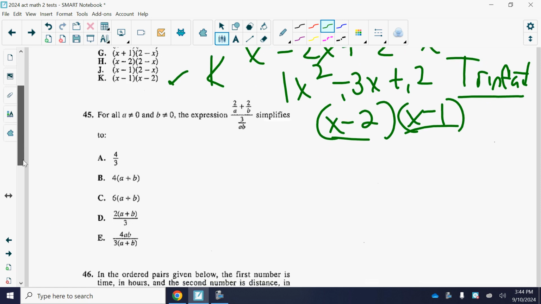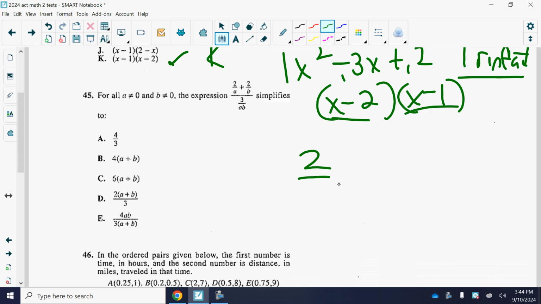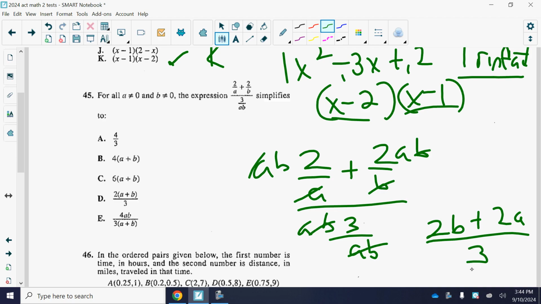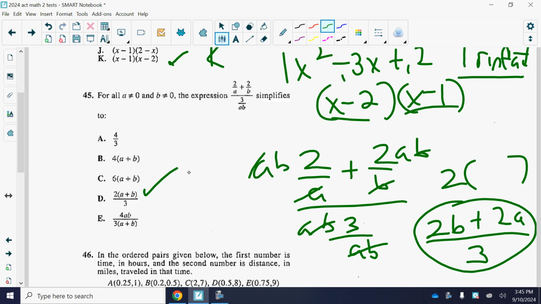One of the dirtiest tricks in the math book is multiplying by the LCD. So AB will kill all the fractions in the fraction. So the first one is 2B, 2A, and the last one is 3. So that, factor out the 2, huh? And it's right here, answer D. Almost fooled me.